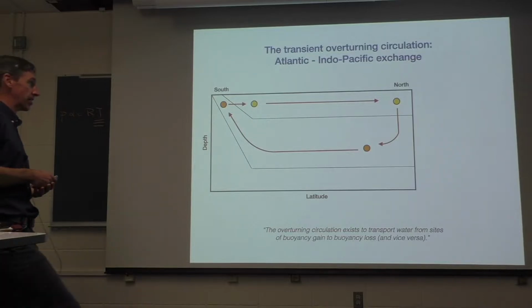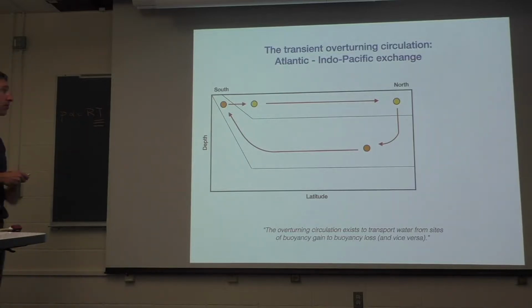transients in the overturning circulation. So I'll go back to my very simple schematic here, and I'm going to do a very simple movie. Remember, my whole point is the overturning circulation exists to transport waters from sites of buoyancy gain, which we just talked about as being the Indo-Pacific, to buoyancy loss, being the North Atlantic. Now I want you to imagine that you have some process where you transiently turn off one of these processes. So let's imagine we turn off North Atlantic deep water formation, as such.